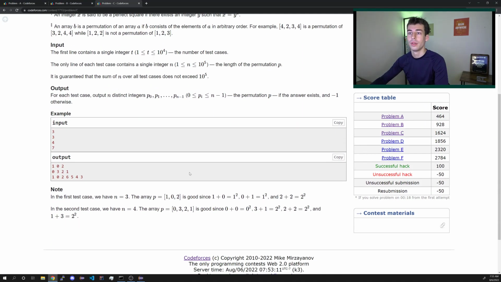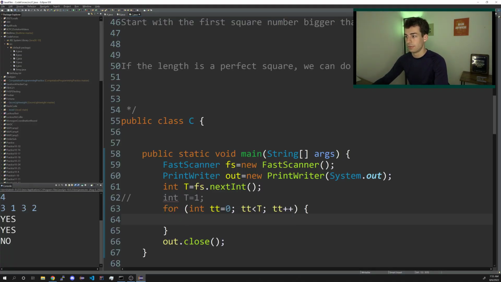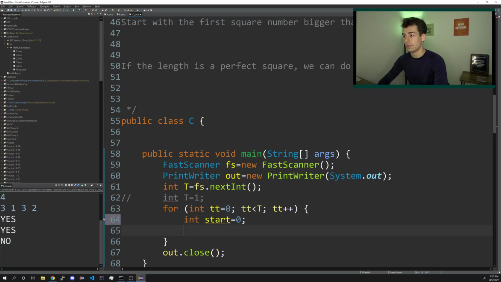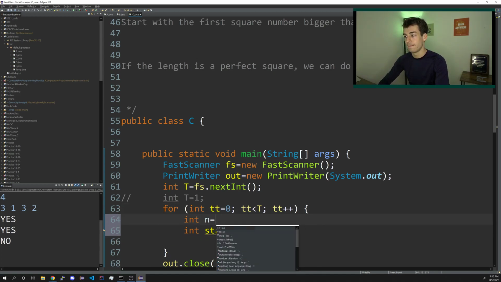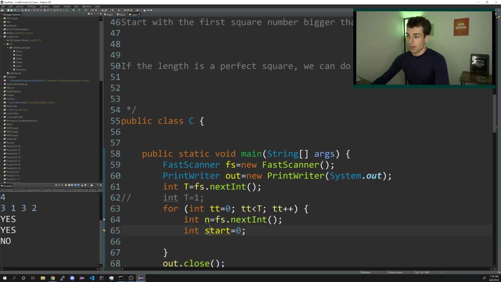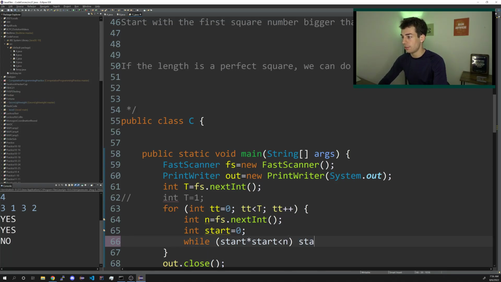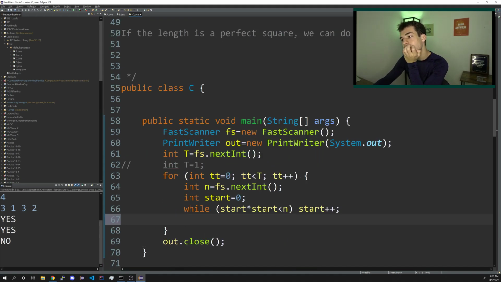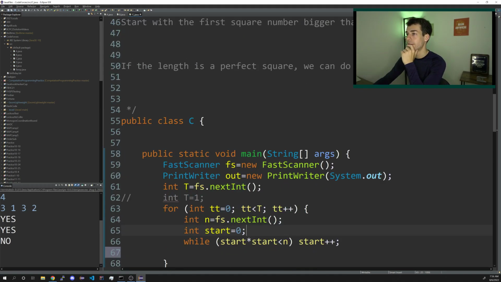Okay, so this will be int start, will be 0. Okay, what is this? So int n equals this. All right, int start equals 0. So while start times start is less than n, start plus plus. So now we have this thing. Okay.